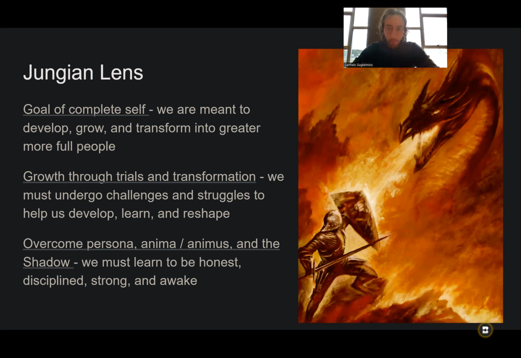So what is the Jungian lens? What is it that we need to understand about Carl Jung's beliefs and theories that would inform us in how to use his particular lens? Well, the first thing is that Carl Jung believed in the goal of a completed self, or a complete transfigured self. And as it says here, we are meant to develop, grow, and transform into greater, more fully mature people. So this lens really likes to look for characters who are dynamic.